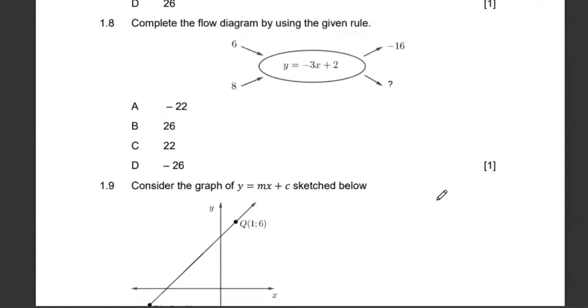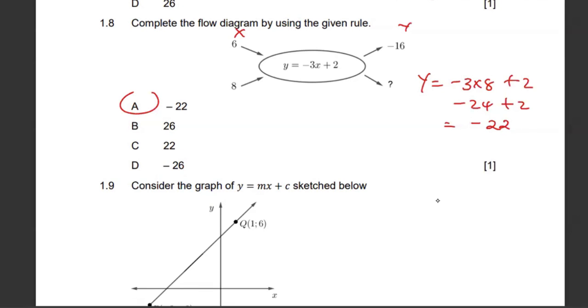Then 1.8, they want us to complete the flow diagram by using the given rule. Okay, so if we have 8, all we have to do is substitute. Remember, this represents the input, which is x. This is the output, y. Meaning that our y is going to be negative 3 times 8 plus 2. Negative 24 plus 2, which is a negative 22, which is option A.